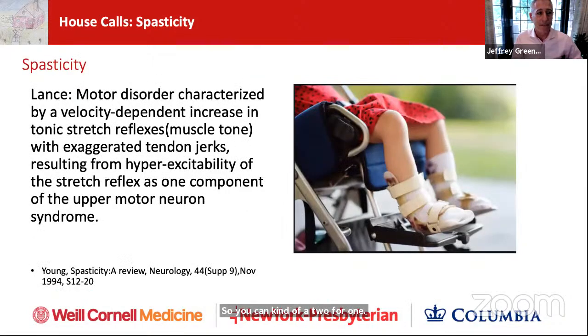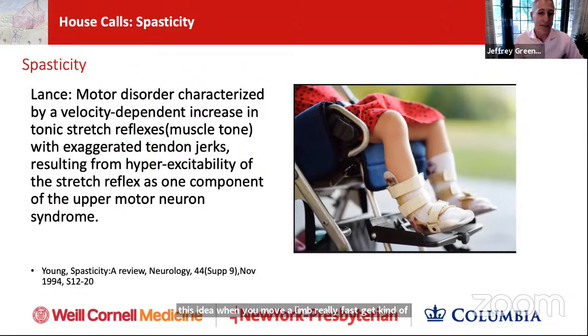So just a real brief definition of spasticity, because I think a lot of people kind of know it when they see it, but don't really know how to define it. Spasticity is really, in its essence, a velocity-dependent increase in reflexes. So it's this idea that when you move a limb really fast, you get a real severe catch.